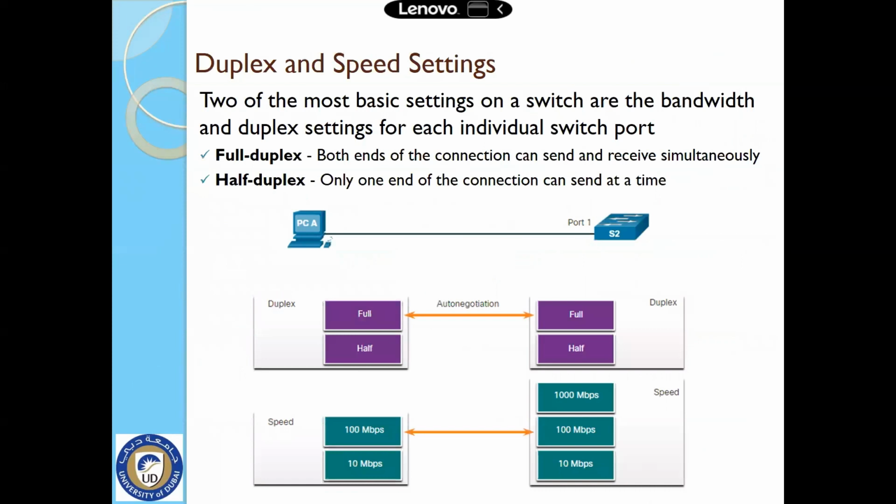Okay, so here a quick concept probably we already know about duplex systems. We have 2 modes, full duplex and half duplex. Full duplex means you can send and receive at the same time. Both ends of the connection can send and receive simultaneously. While with half duplex, you can send, you can receive, but if you are sending, you have to wait. If you are receiving, you still have to wait. So it doesn't happen at the same time. One end of the connection can send at a time. So that's the main difference between full duplex and half duplex.